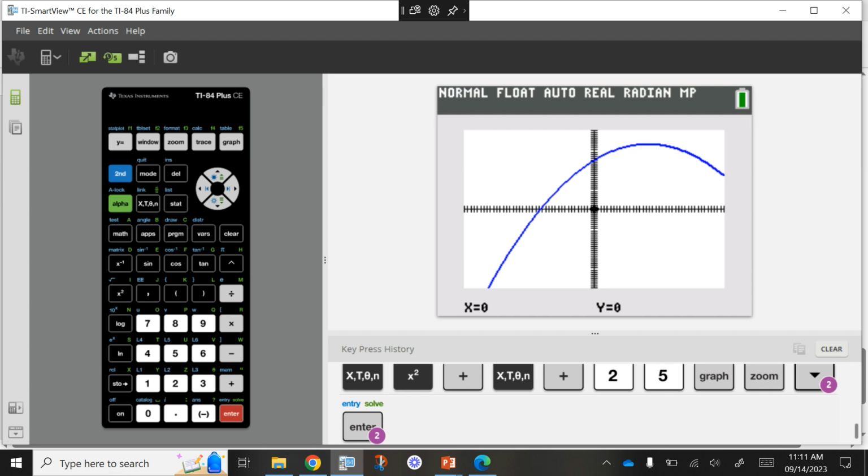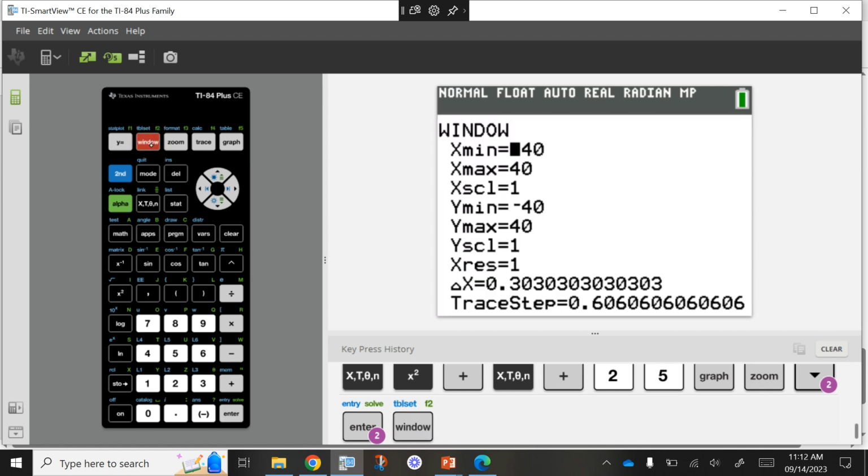What did it do? Oh, okay. All right, so I still don't see all of it though, do I? I would like to have more X's on my graph, right? Yes? So I need to change my window. Look up here. There's a window button.